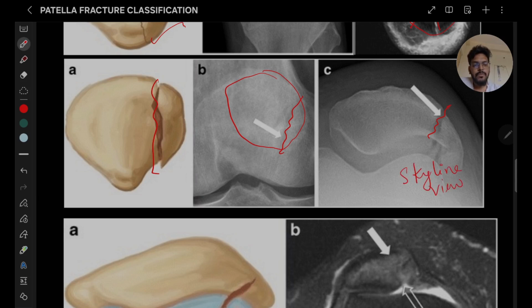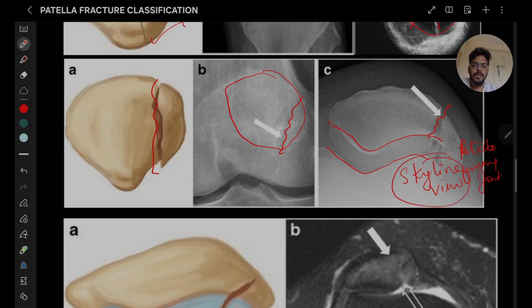For patella, there are different views. This is the skyline view, where it shows the intercondylar notch and the patellar medial and lateral facets. Usually it shows the patellofemoral joint. The skyline view.